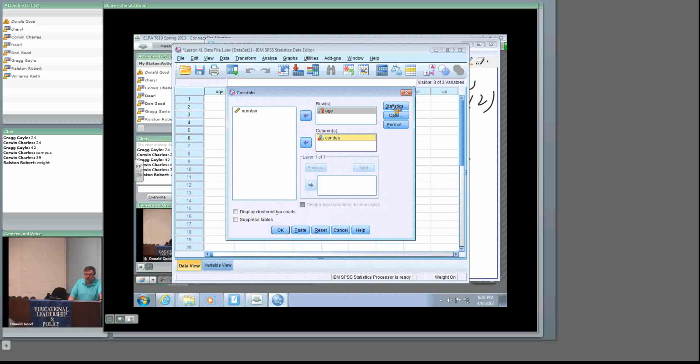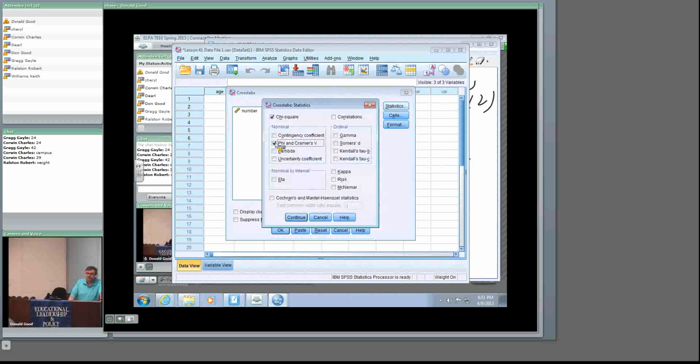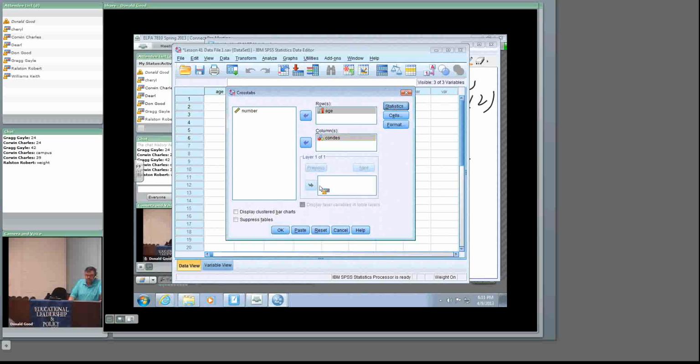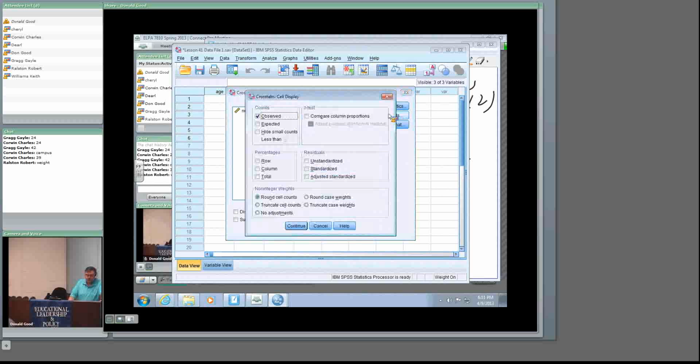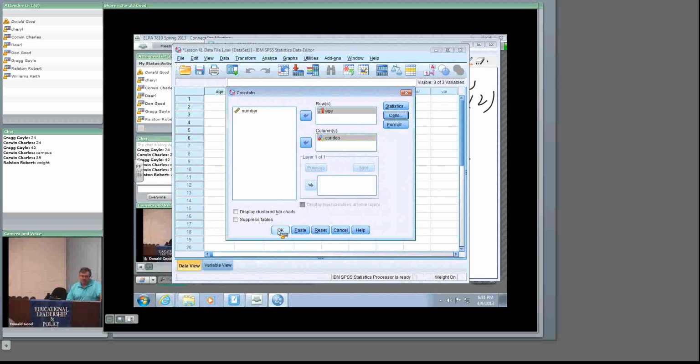So we're going to go to statistics, and we want the chi-square, and we want the find Kramer V. And I may just walk through a brief review of the write-up here, but again, you're not assigned that. So I like that. We're going to go to cells, and here's the place where we say, hey, go ahead and calculate those expected values while you're at it. So I'm going to click continue, and I'm going to click OK and get my output window.